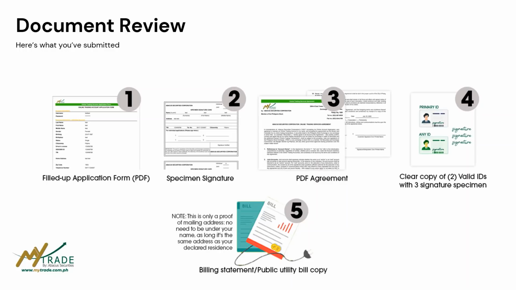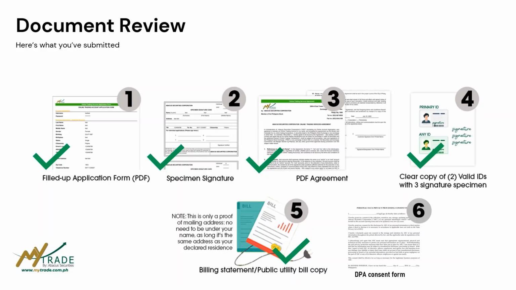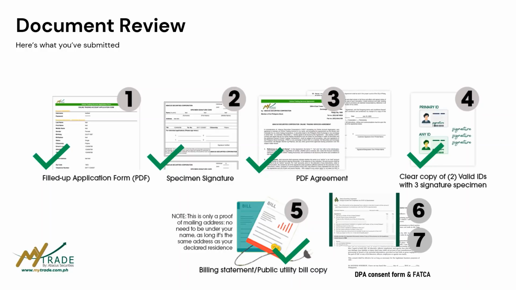Now, aside from receiving the email verification message, another sign that everything has been done correctly is if you receive a separate email containing a zip file with all the documents you've submitted. Now, it should have your filled up application form, specimen signature, PDF agreement, the copy of your ID submissions, your public utility bill copy or billing statement, the DPA consent form, and FATCA form, which you've all accomplished as we were going through the e-registration link and filling out the forms and all of that. Isn't it easier to use the e-registration link?